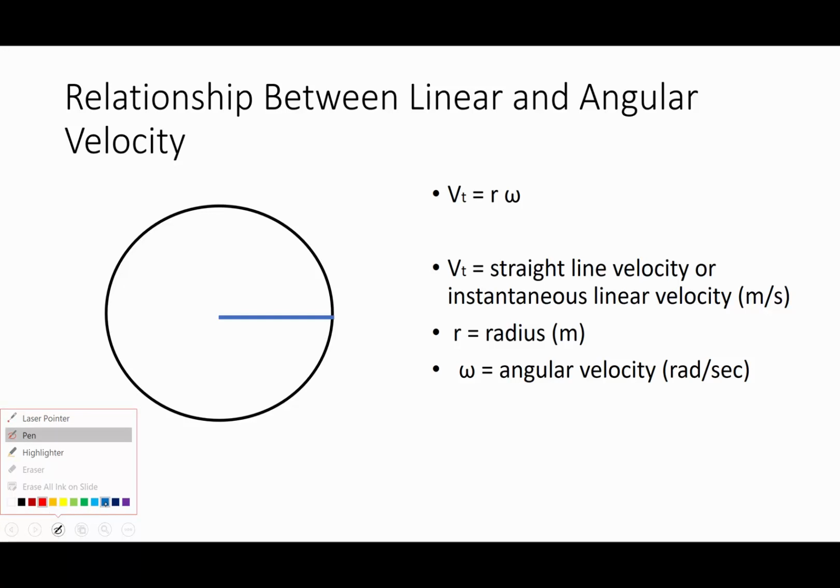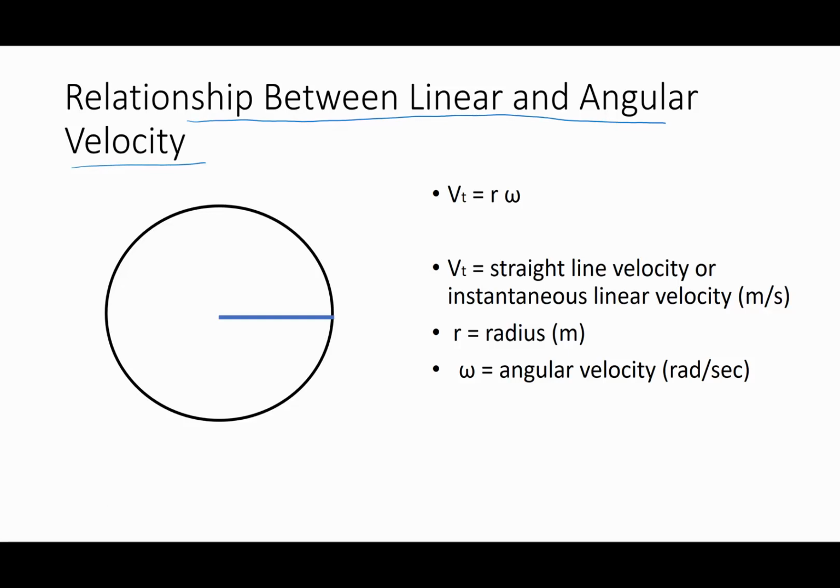Hi folks, this time we're going to talk about the relationship between linear and angular velocity. This equation, tangential velocity equals radius times angular velocity, is very, very handy if you are trying to convert between an angular velocity and a straight line linear velocity.